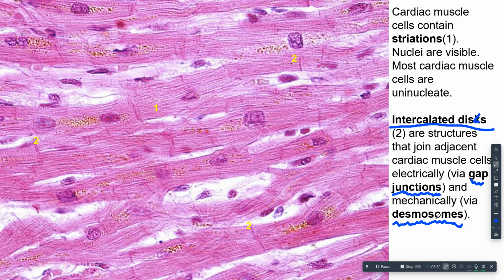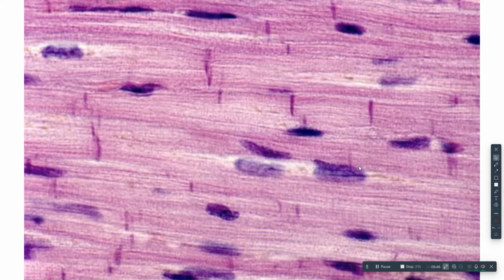So I need electrical signals, depolarization, to spread from cell to cell to cell. And that is why I've got gap junctions. All right, so we got some nice cardiac muscle here. Let's look at another one. So you should be able to find me a ton of intercalated discs, faint striations, nuclei, and be able to recognize this as cardiac muscle.